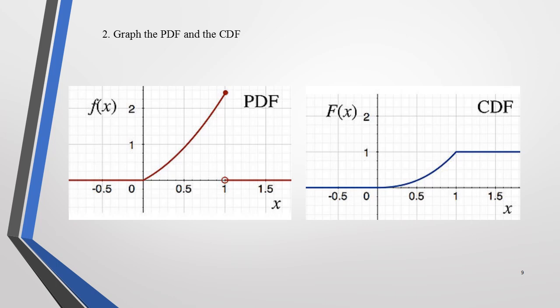Number 2. Graph the BDF and the CDF. The graph on the right represents the BDF of our random variable x. The horizontal axis represents the random variable x, and the vertical axis represents the BDF. If we draw this BDF by substituting different values of x in f of x, we will get this curve. Note that f of x is defined only on the interval 0 and 1. So before 0, f of x equals 0, and after 1, it's also 0.